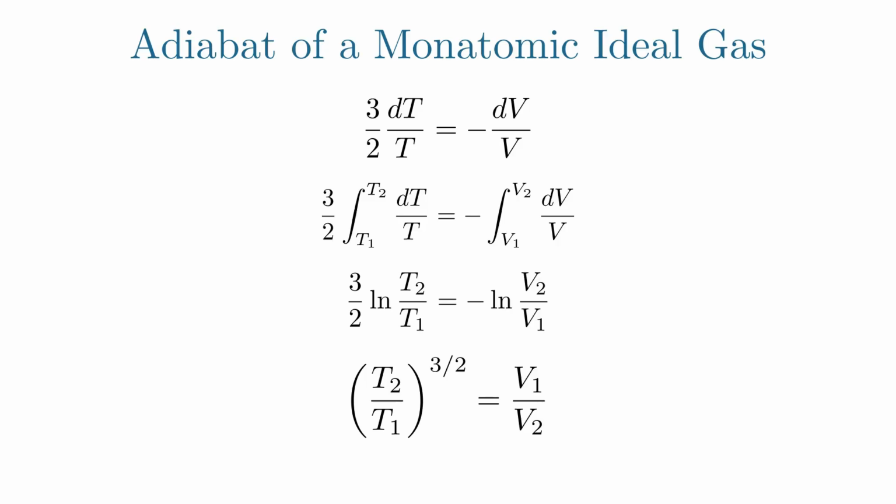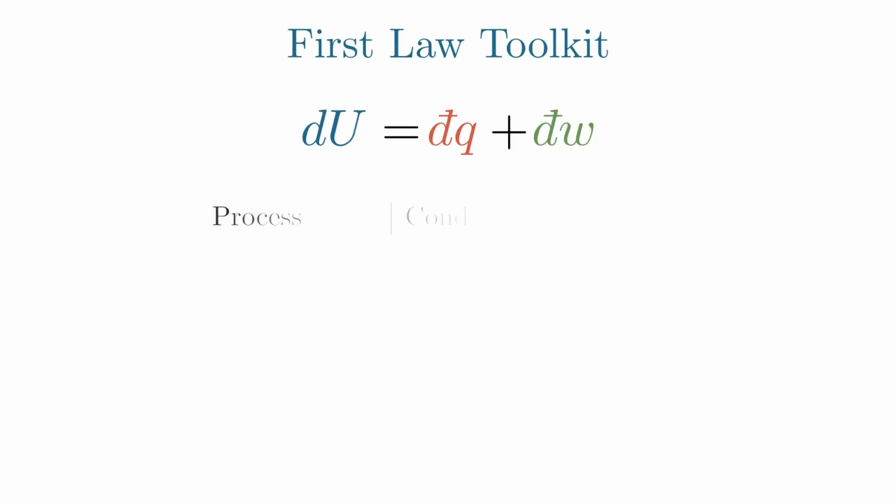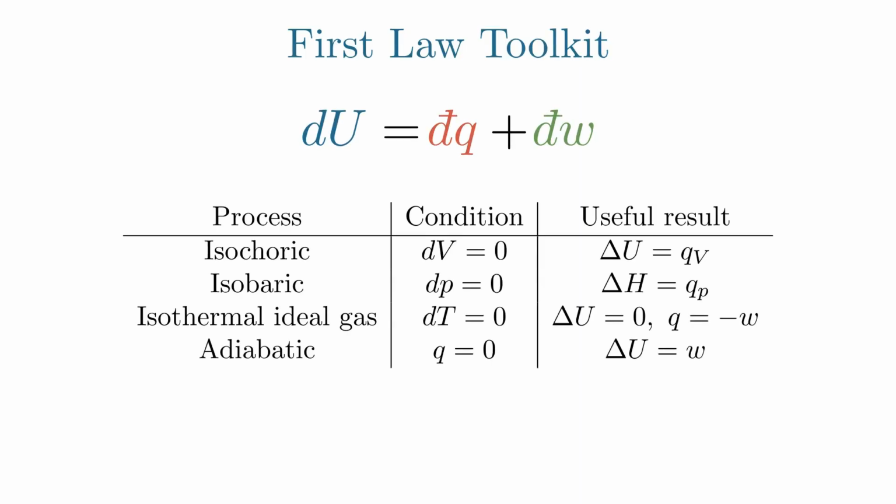Integrating between the initial and final states gives 3/2 log(T2/T1) equals minus log(V2/V1), and the final rearrangement gives the equation on the screen. So this relation allows any one of V1, T1, V2, T2 to be determined from the other three. During an isothermal expansion, the gas absorbs heat and converts it into work, while its internal energy remains unchanged. During an adiabatic expansion, no heat enters the gas. It must therefore do work at the expense of its own internal energy, causing its temperature to decrease.